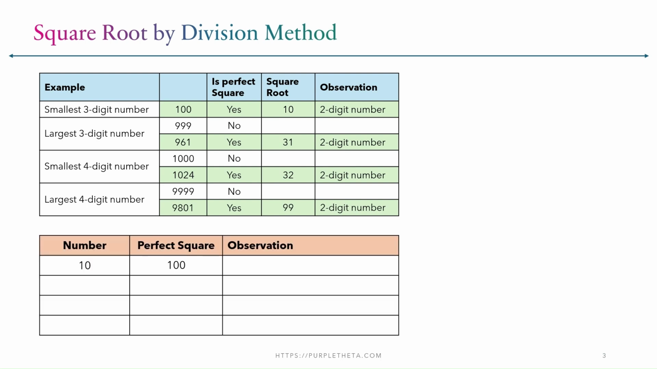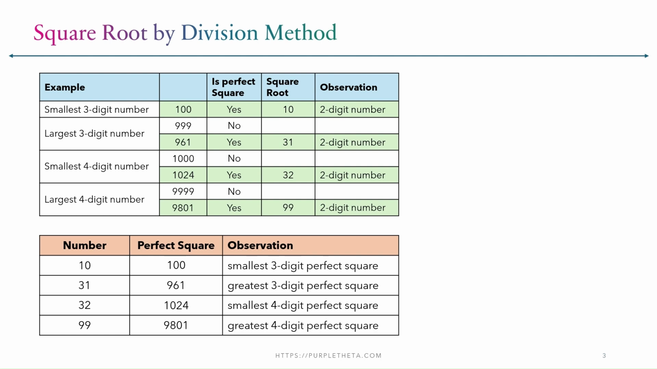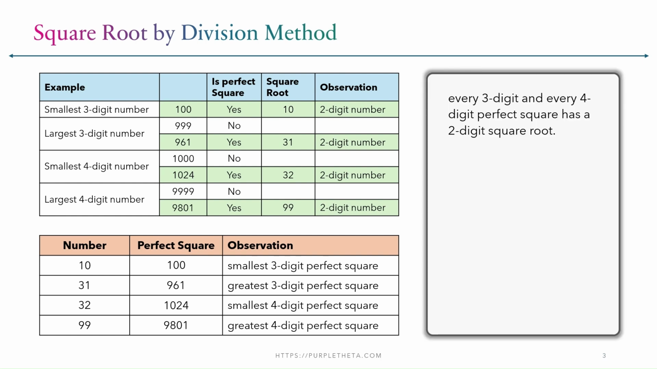For number 10, its perfect square is 100 and this is the smallest 3 digit perfect square. For 31, its perfect square is 961 and is the greatest 3 digit perfect square. For 32, its perfect square is 1024 and this is the smallest 4 digit perfect square, and 9801 is the greatest 4 digit perfect square, right? From these observations, we notice that every 3 digit and every 4 digit perfect square has a 2 digit square root, right?